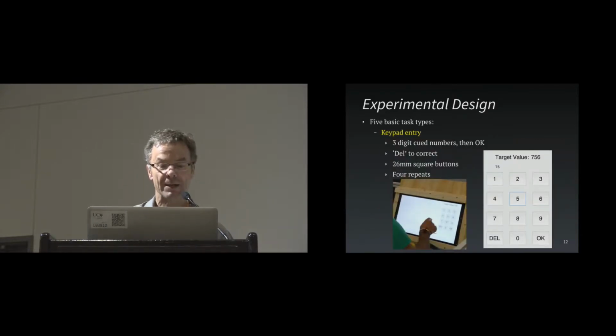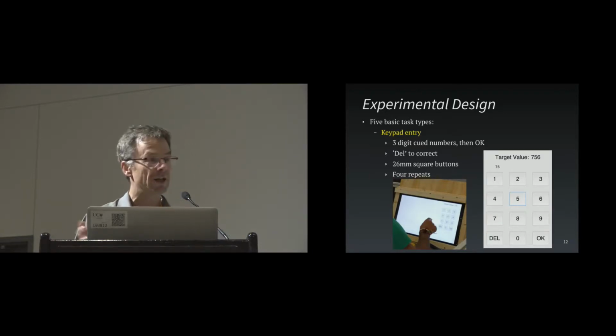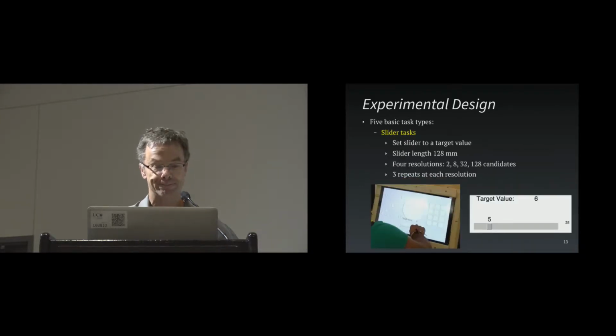Okay. The second type of task involved keypad data entry of three-digit numbers, followed by hitting the OK button to confirm the entry. The keys were much larger at 26 millimeters width and height, and they were separated by 10 and a half millimeters. And the keypad was shown on the right-hand side of the display.